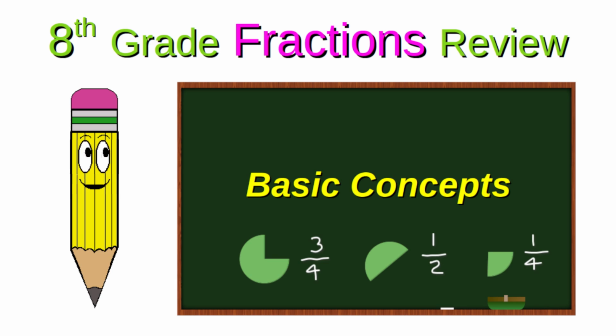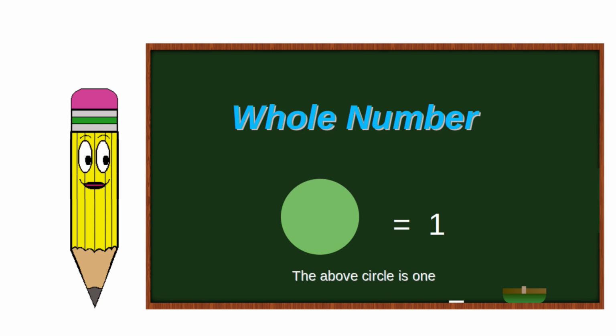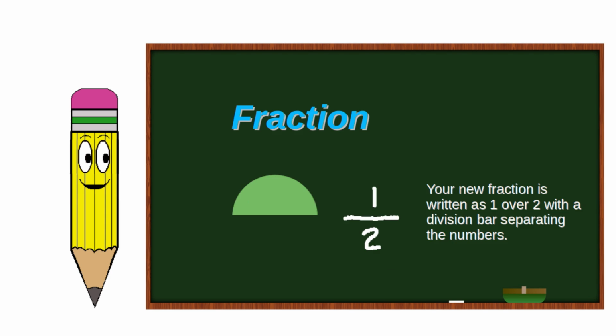8th grade fractions review. Basic concepts. Whole number. A whole number is a complete unit. The above circle is 1. Divide the whole circle into equal parts and you have a fraction. Your new fraction is written as 1 over 2 with a division bar separating the numbers.